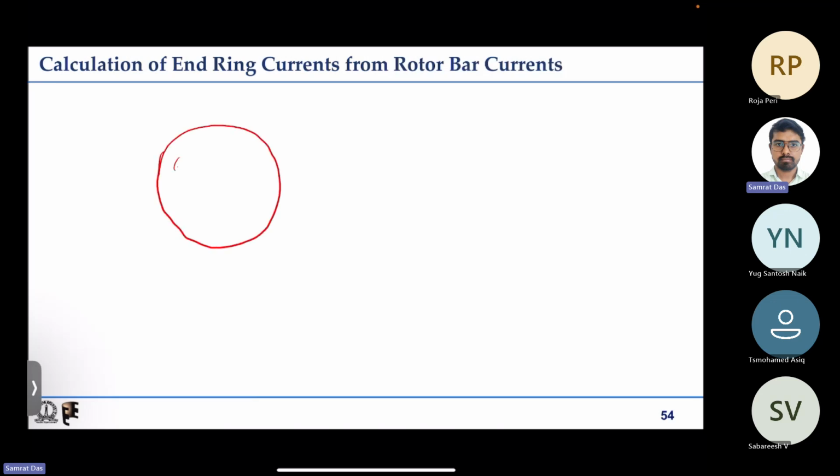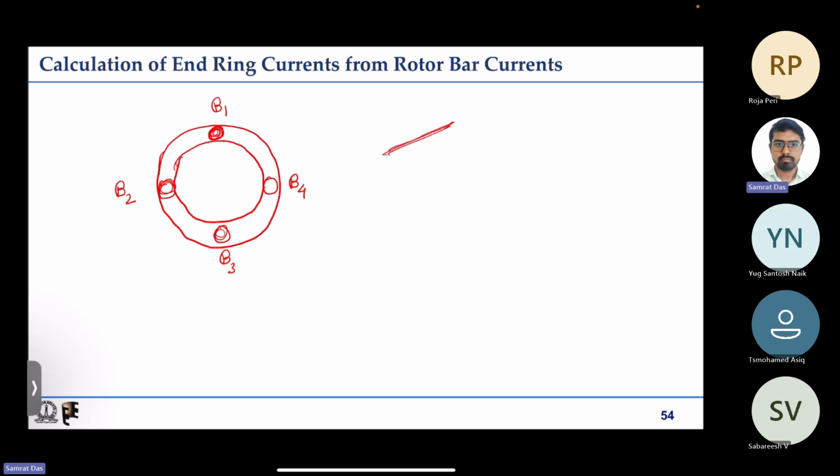Say I'll indicate only 5 or 6 bars. This is the end ring, this is the short circuiting end ring. For this case, say our bar 1 is coming and getting connected here. Now let us say we have bar 2 connected here, bar 4 connected here, and bar 3 connected here. They are actually coming and getting connected at these locations, right? Now you can see that we have 4 segments in the end ring. So it is basically like this.